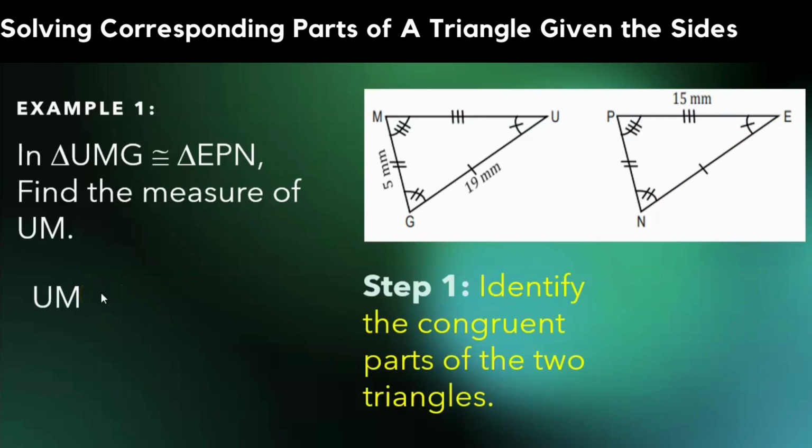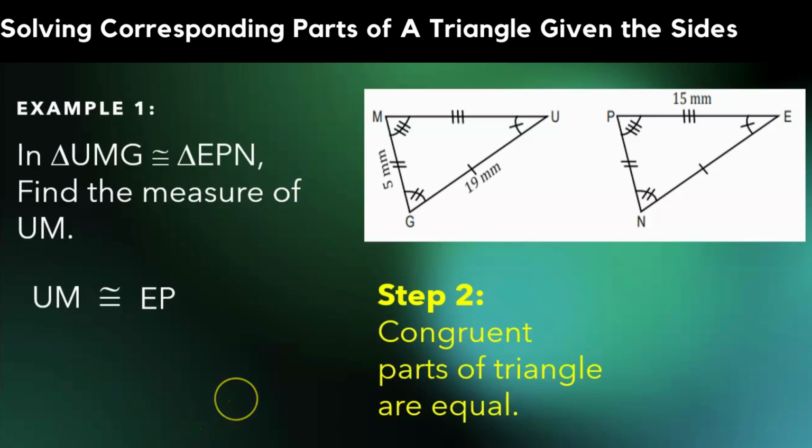So, ang step 1 natin, we're going to identify the congruent parts of the 2 triangles. Ibig sabihin, ang UM ay congruent kay EP. Okay, so that is our first step. We're going to identify the congruent parts of the 2 triangles. Next, step 2. Since they are congruent, it means ang UM ay magiging equal kay EP.